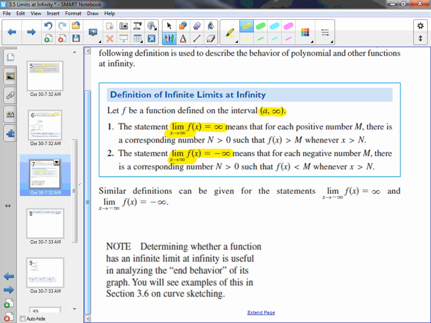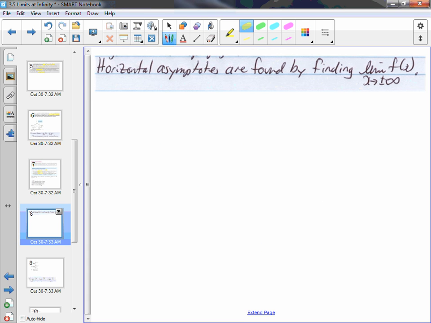And determining whether a function has an infinite limit at infinity is useful in analyzing the end behavior of its graph. We'll talk about this more in the next section. So, to sum all of this up, horizontal asymptotes are found by finding the limit of f of x as x approaches infinity or negative infinity.